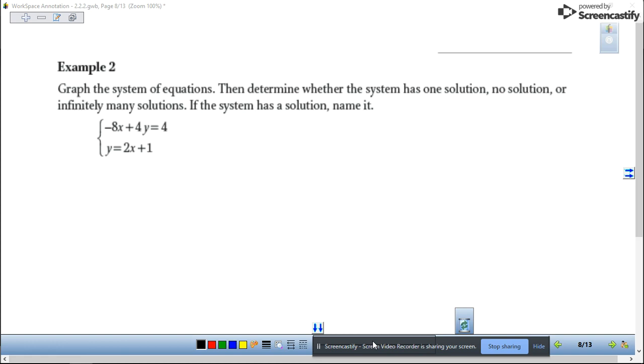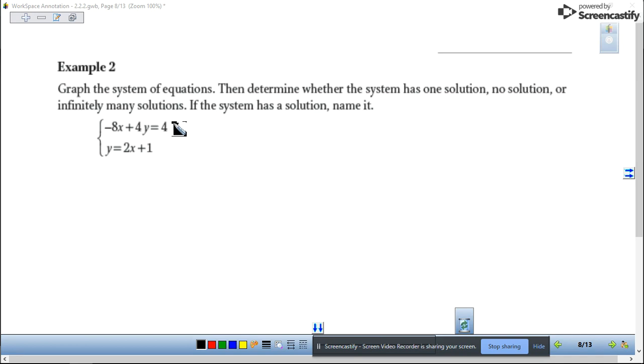All right, example 2 says graph the system of equations, then determine whether the system has one solution, no solution, or infinitely many. The last one we showed had one solution. Okay, let's see what happens with this one. All right, so again, just like last time, we're going to start by graphing this, using our slope form.